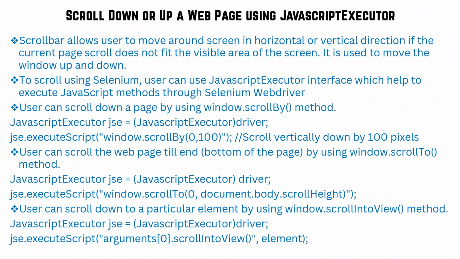Okay. So what is a scroll bar? A scroll bar allows the user to move around the screen in horizontal or vertical direction if the current page does not fit the visible area of the screen. It is used to move the window up and down or top to bottom, right? Up and down or left to right as well. Horizontal and vertical scrolling is possible, in case it is not.